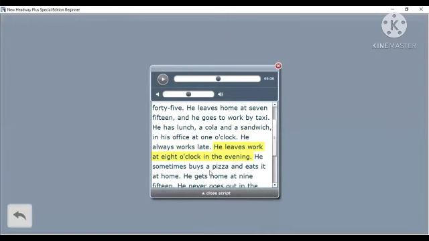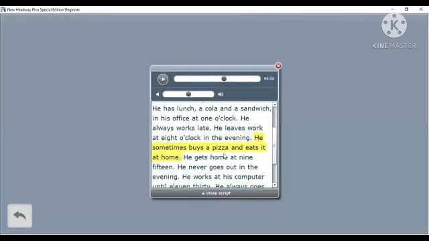He leaves work at 8 o'clock in the evening. Here I gave the time and also a period of time, more details about time. He sometimes buys a pizza and eats it at home. Here, sometimes, as for sometimes, always, never, usually, rarely, okay, we have frequency adverbs, and their position is always before the verb.